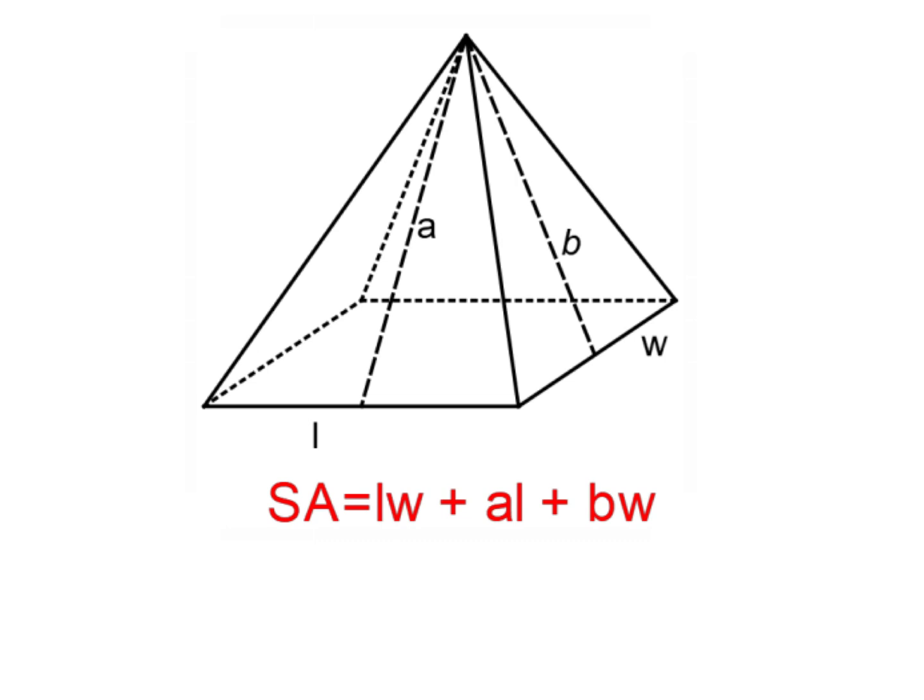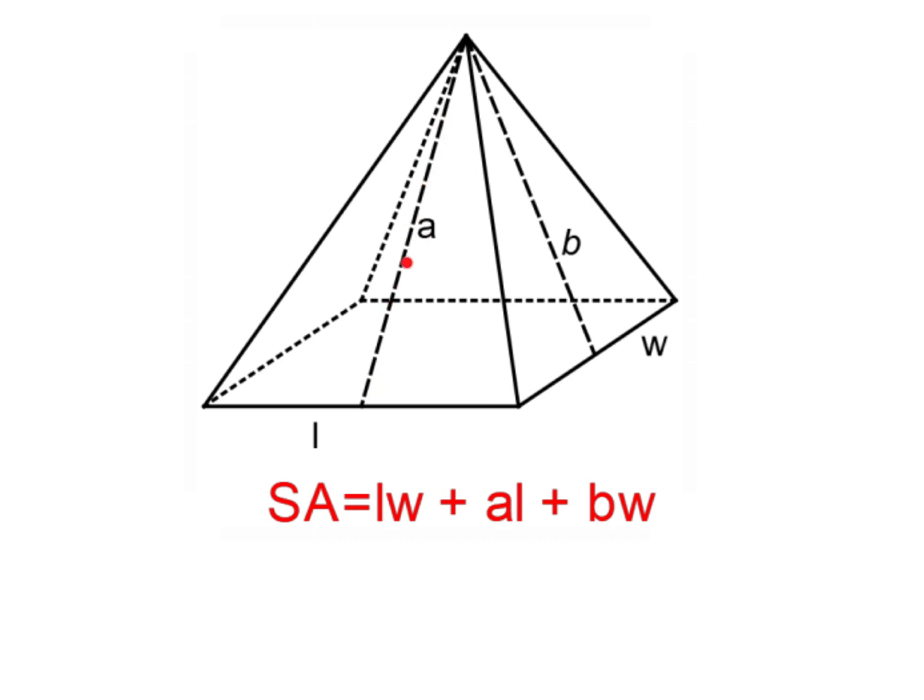A rectangular pyramid, its area is length times width plus A times L plus B times W. So let's talk about what each of these things mean. Length times width, that's the length of the base times the width of the base. When we have A times L, that covers the triangle that's in the front, because A is this.